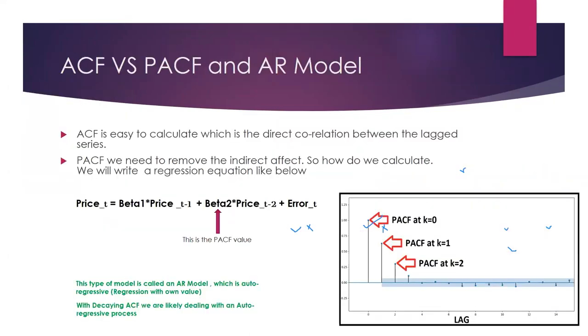Now, why is it called the autoregression model, the AR model? Autoregression is because we are regressing on the same variable. We are regressing it with the same values, just the lagged series. So that is your AR model.